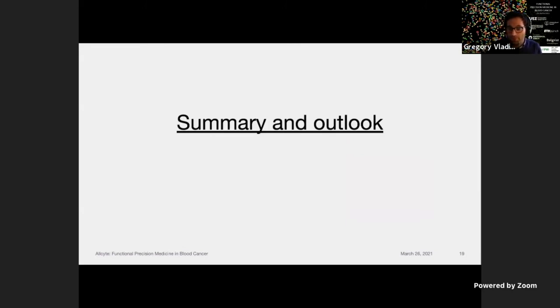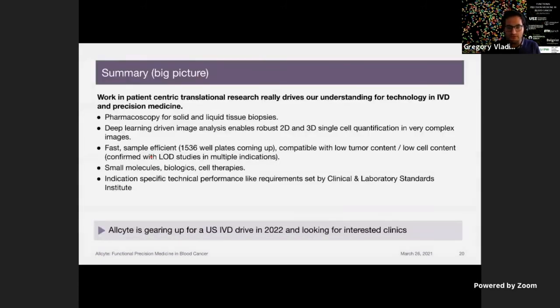So this already brings me to the summary and outlook. Again, off topic, but I wanted to be relatively short. So, summary, big picture: the work in patient-centric translational research, we believe, is really driving our understanding not just of the models and how to use them, but of in vitro diagnostics and precision medicine in general. The more we understand about our platform, the more we understand about our samples, the better we can push forward into the clinic, for microscopy of solid and liquid biopsies.